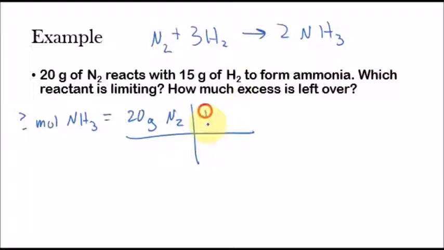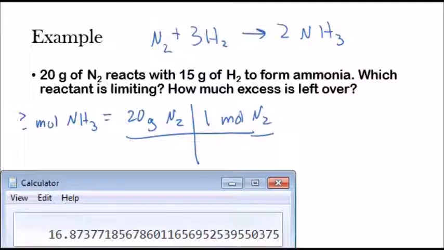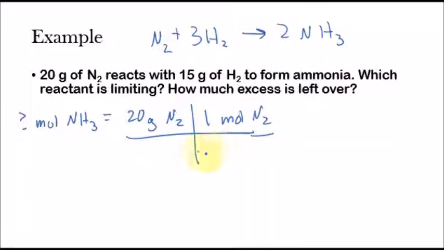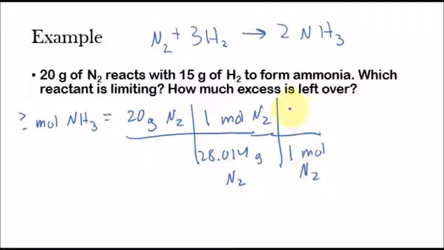First you have to convert this to moles. So 1 mole of N2 has a mass of, if you look at the periodic table, nitrogen has an average atomic mass of 14.007. So if you have 2 nitrogen atoms, you get 28.014. That's the mass of 1 mole of N2, 28.014 grams. Then the reaction is telling us that for every 1 mole of N2 that reacts, 2 moles of NH3 are created. Grams of N2 cancels out with grams of N2, and moles of N2 cancels out with moles of N2.